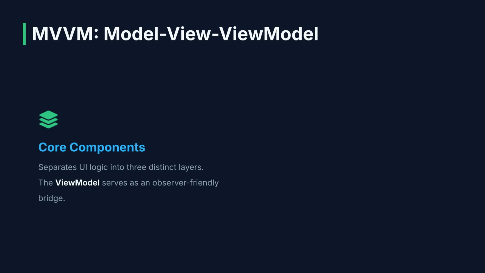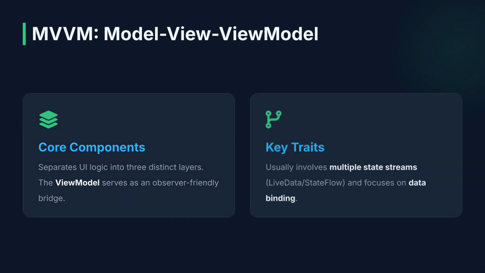Let's break it down. MVVM, or Model-View-ViewModel, separates UI logic into three distinct layers. Its view model acts as an observer-friendly bridge, typically involves multiple state streams, focusing heavily on data binding.